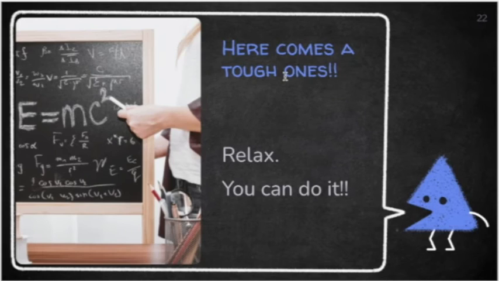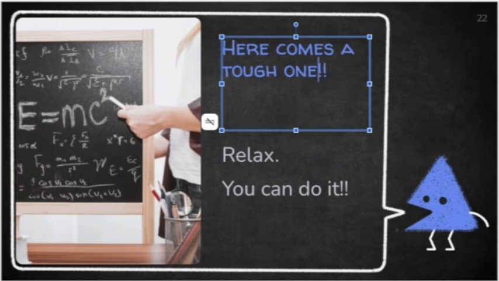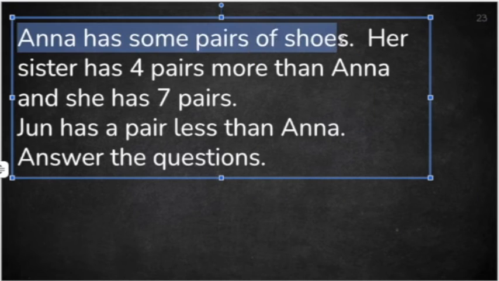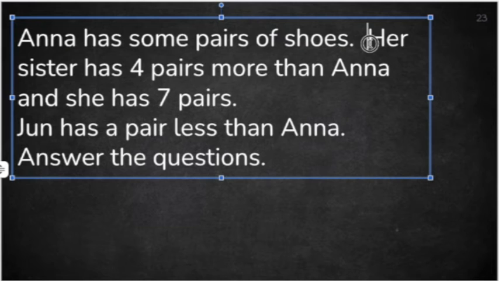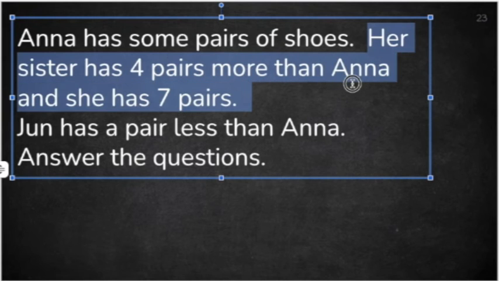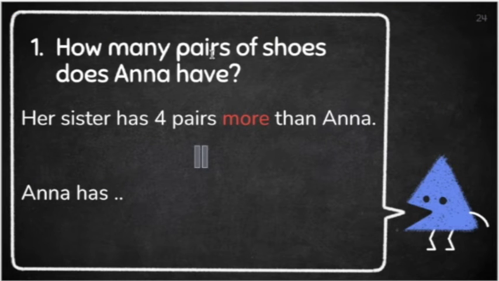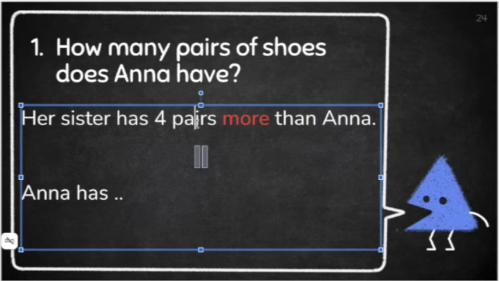Now, here comes a tough one. Relax, you can do it. Anna has some pairs of shoes. Her sister has 4 pairs more than Anna, and she has 7 pairs. June has a pair less than Anna. Answer the questions. How many pairs of shoes does Anna have? Her sister has 4 pairs more than Anna.